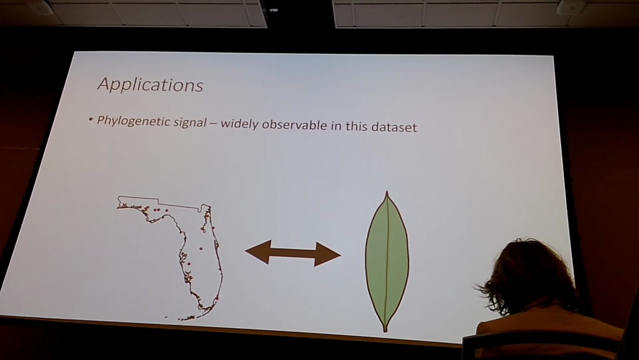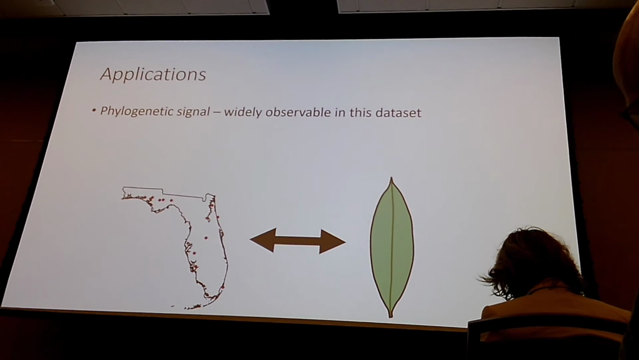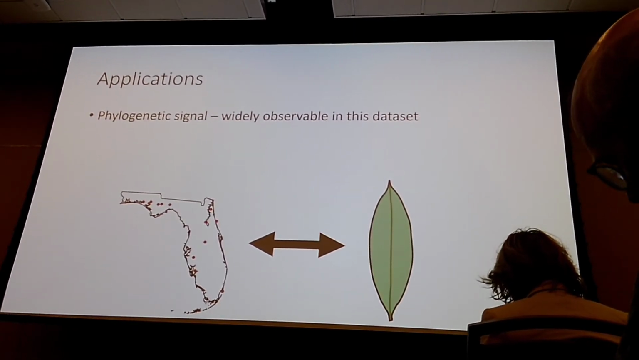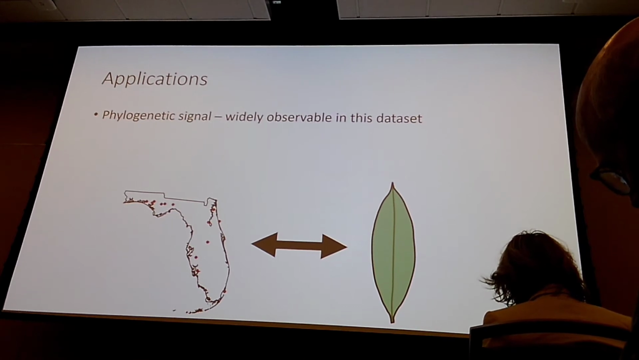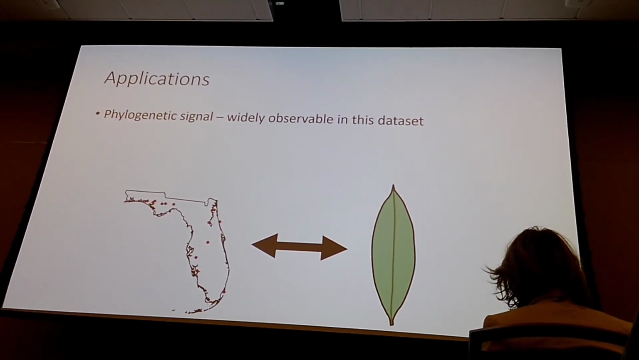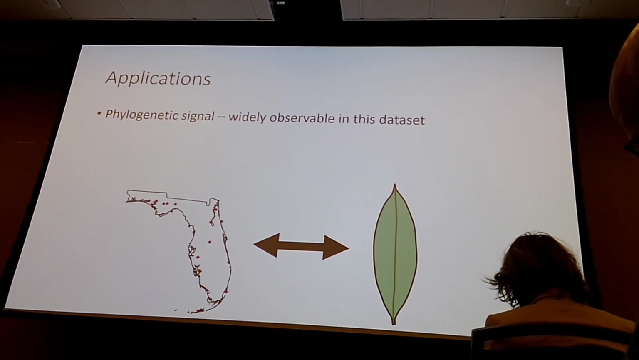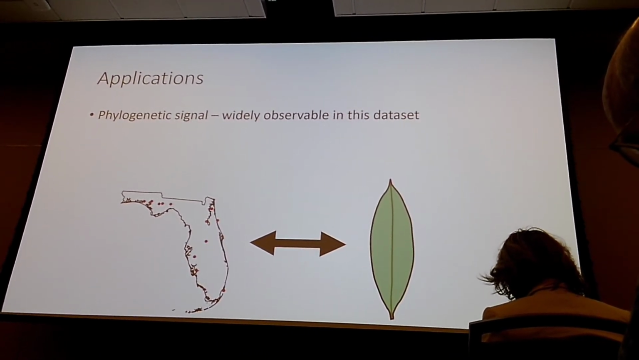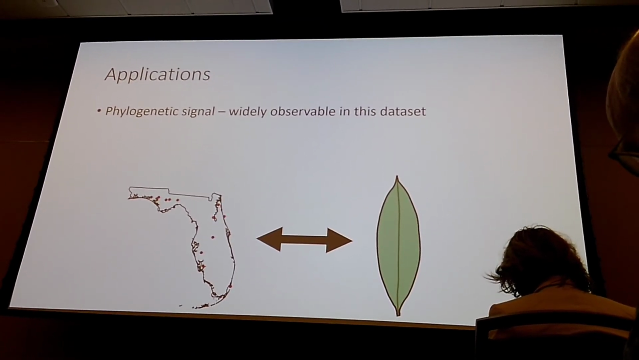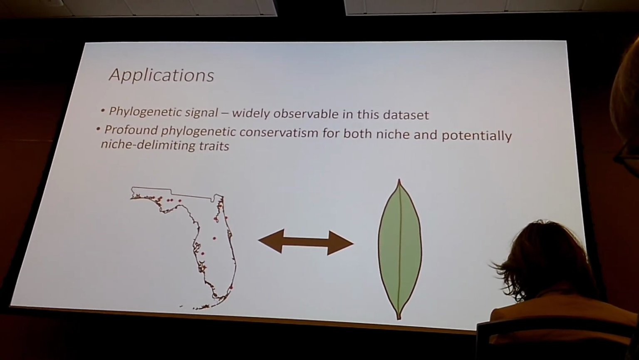So I'm just going to close the talk really briefly by going through some applications that we've been able to do. One of the first things, if we want to do comparative methods, is look for some kind of phylogenetic signal in our data. And it turns out in Saxifragales, as well as a number of other empirical data sets, these kinds of patterns are widely observable. And actually, it's fairly rare to be able to compare traits and niche at this level, and we have that happening for both of them in fairly similar patterns.